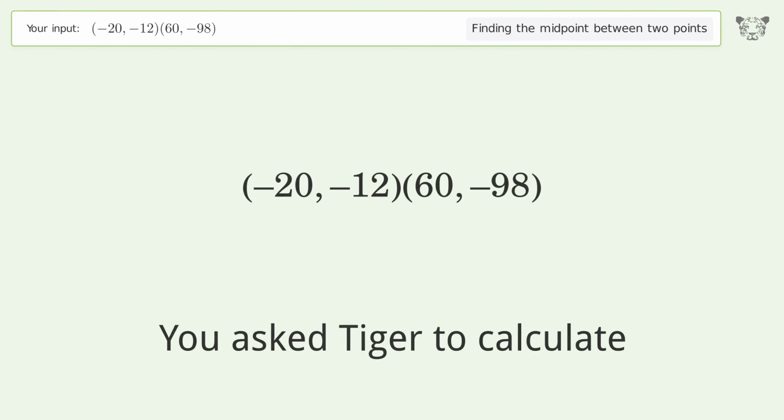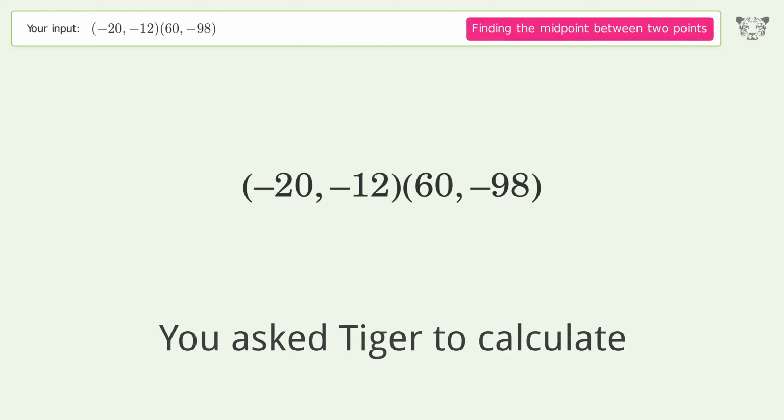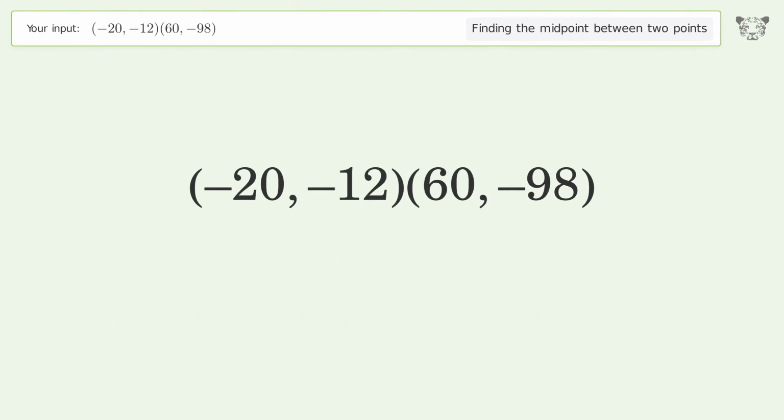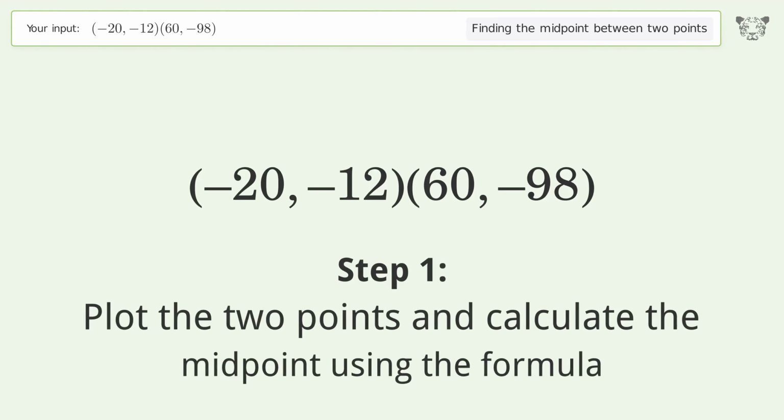You ask Tiger to calculate. This deals with finding the midpoint between 2 points. The midpoint between the 2 points is 20, -55. Let's solve it step by step. Plot the 2 points and calculate the midpoint using the formula.